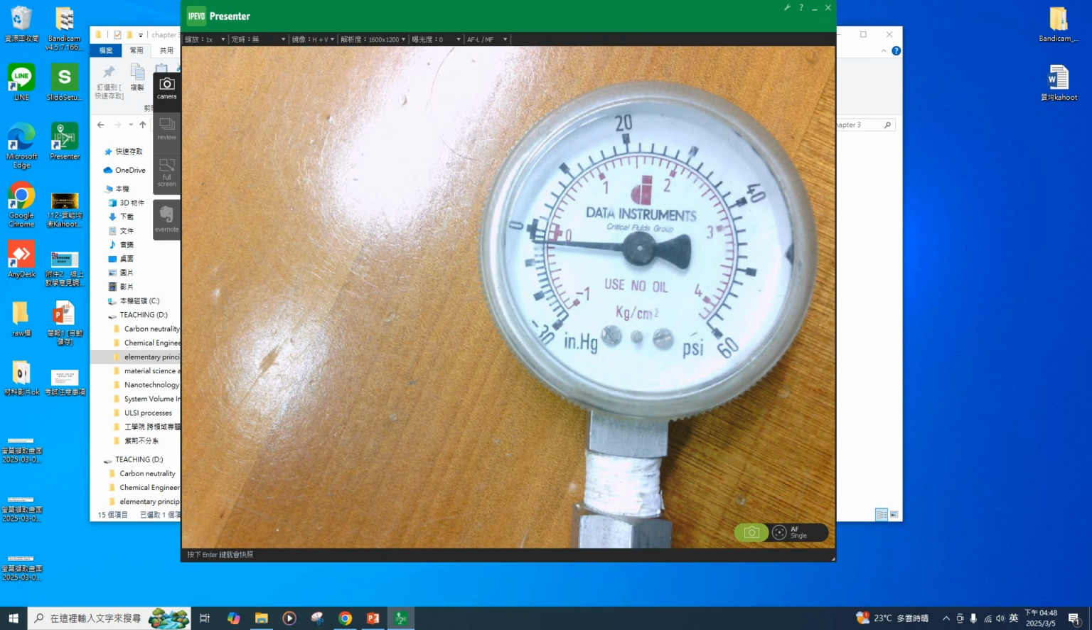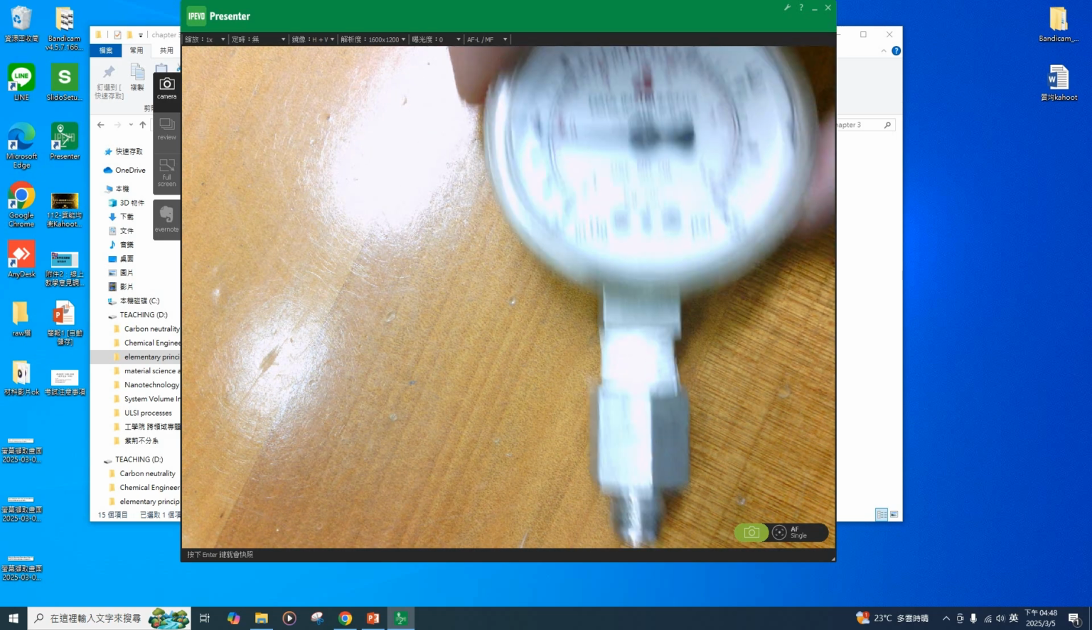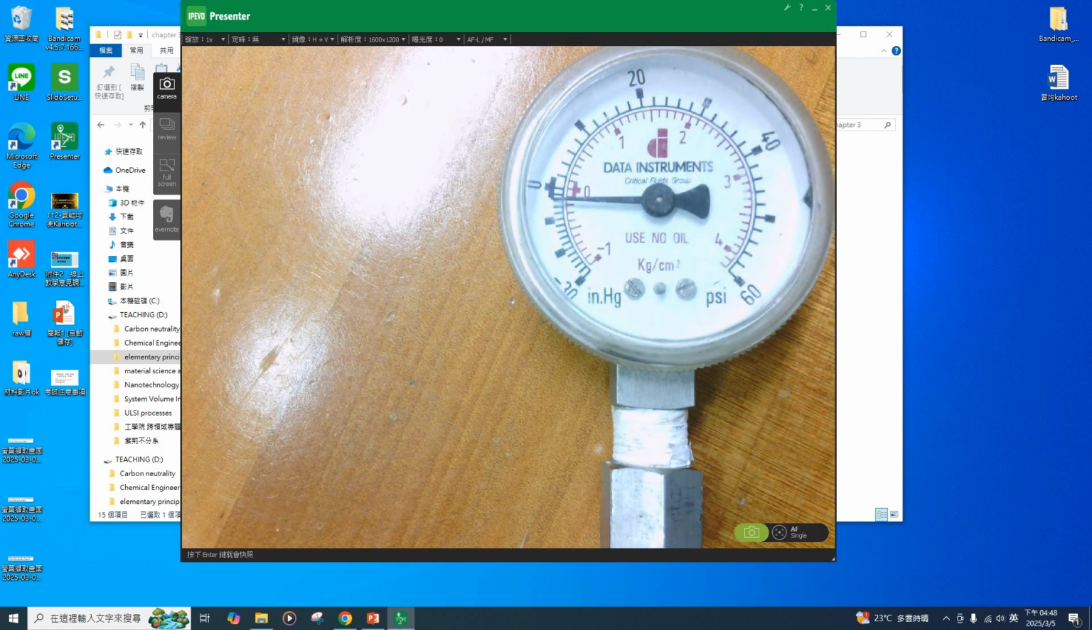Right, can you see this? Right, this is called Bourdon gauge, right? Can anybody tell me the unit of this? There are two units. One is called pound per square inch. One is, what's that? Inch of mercury, right? So you have two different types.